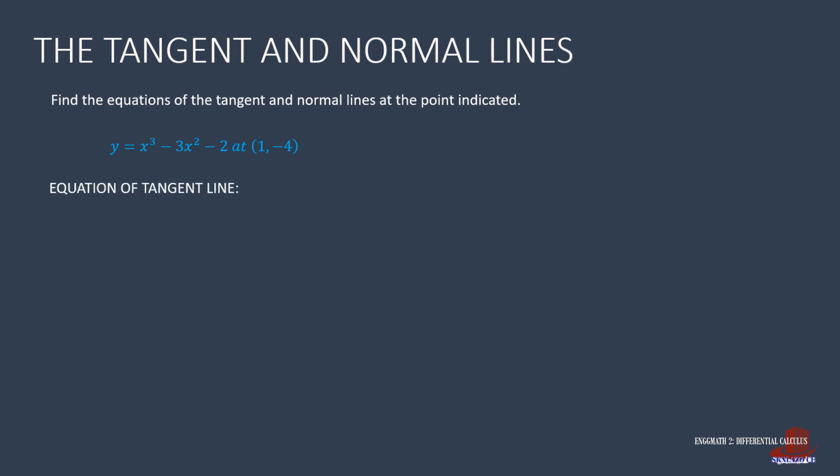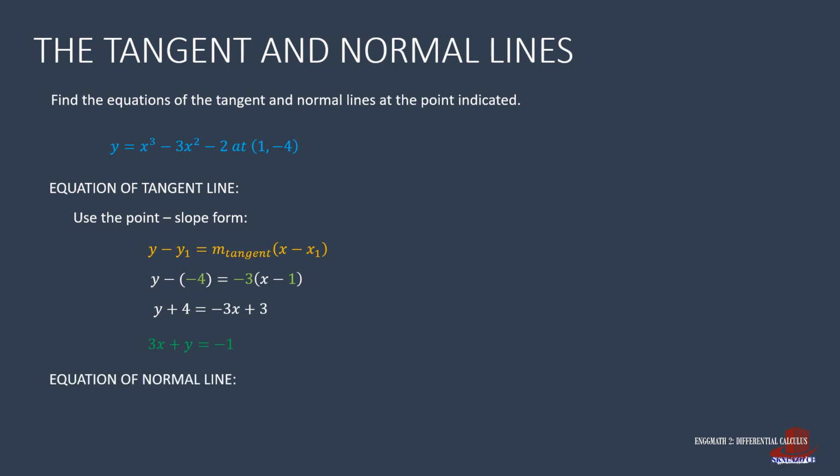Starting with the tangent line, use the point-slope form. Y minus y1 is equal to the slope times x minus x1. Plug in available data such as y1 of negative 4, x1 of 1, and tangent slope of negative 3 to come up with y plus 4 equals negative 3x plus 3. Arrange the terms to have 3x plus y equal to negative 1. This is the standard form of the tangent line.